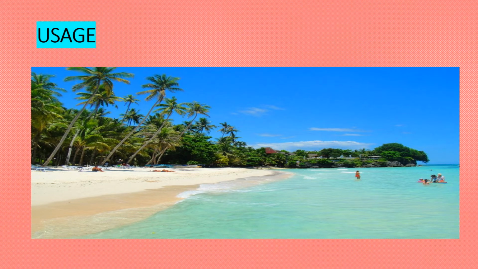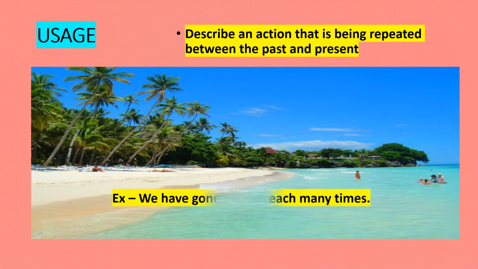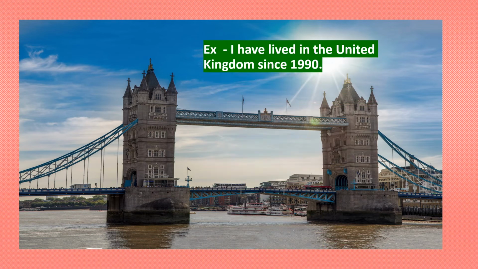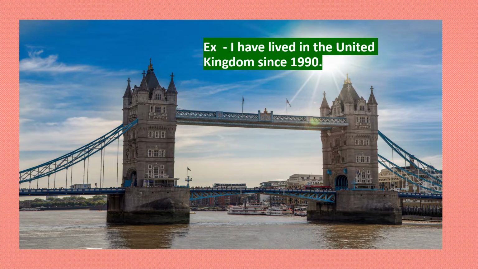So let's find out the usage. The first is to describe an action that is being repeated between the past and the present. For example, we have gone to the beach many times. Second is to describe an action that started in the past and is still continuing in the future. For example, I have lived in the United Kingdom since 1990.